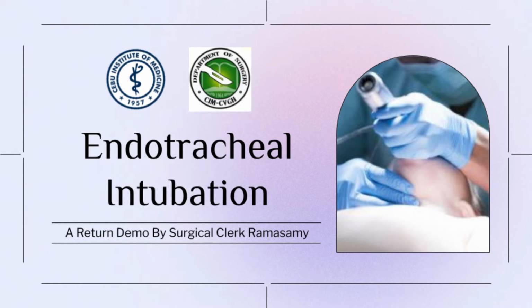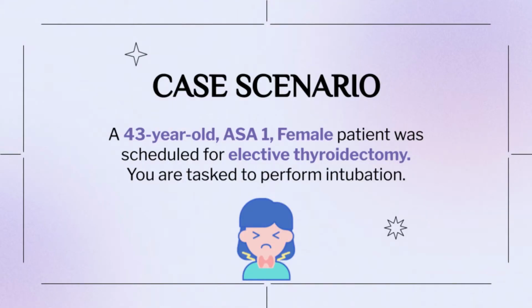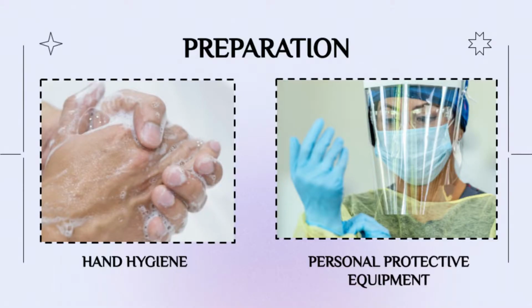Today, in this video, we'll see how to perform endotracheal intubation using improvised materials. We are presented with a case of a 43-year-old ASA1 female who is scheduled to undergo elective thyroidectomy. I was tasked with performing endotracheal intubation on this patient under the supervision of an anesthesiologist. Before we proceed, it is important that we observe proper hand hygiene and wear appropriate personal protective equipment.